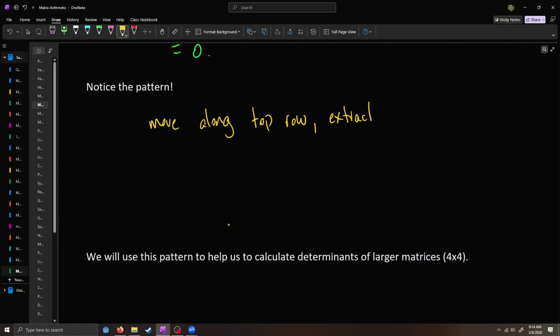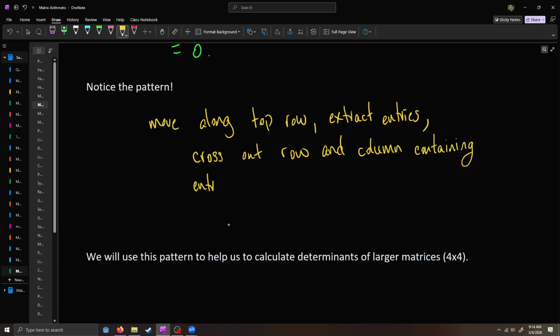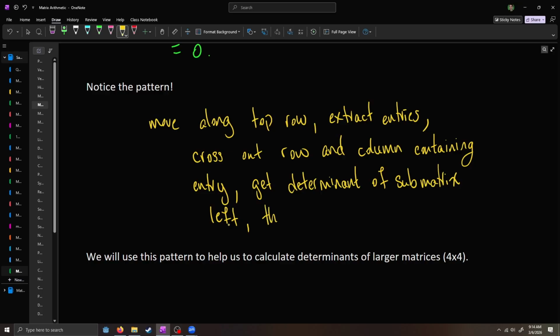extract entries, cross out row and column containing that entry, get the determinant of the submatrix left behind, and then as you do that for every single entry in the top row, then you alternate signs between terms, plus minus.